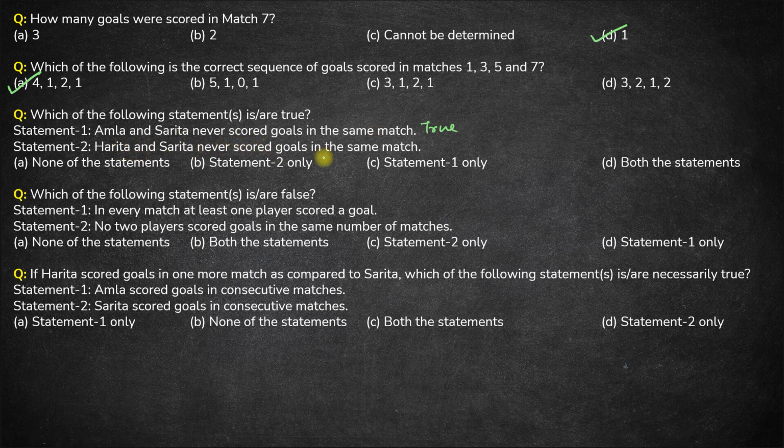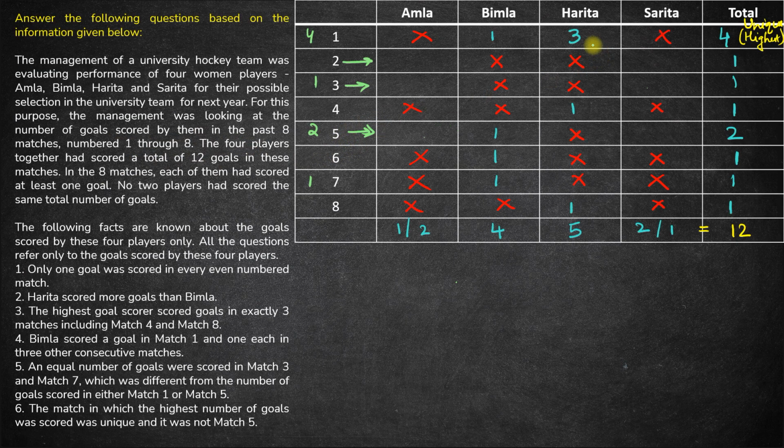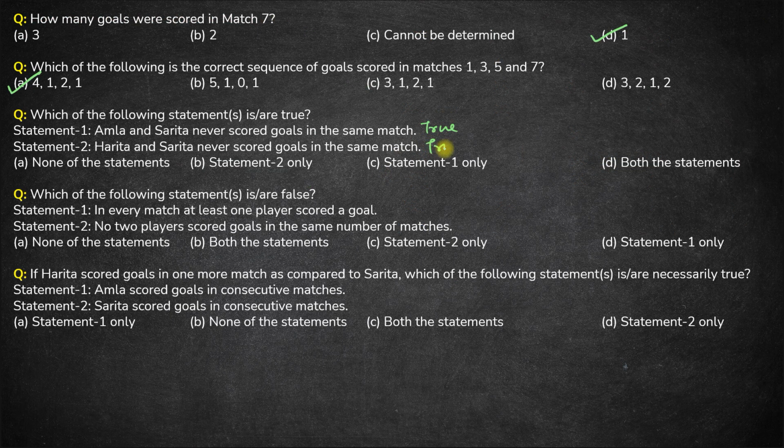Next, H and S never scored goals in the same match. So let's see. H and S are not going to score a goal in match 1 together. Same is the case for match 2. H is not scoring. In match 4, S is not scoring. In matches 5, 6, 7, H is not scoring. And in matches 6, 7, 8, S is not scoring. So both H and S cannot score a goal in the same match. So this is also true.